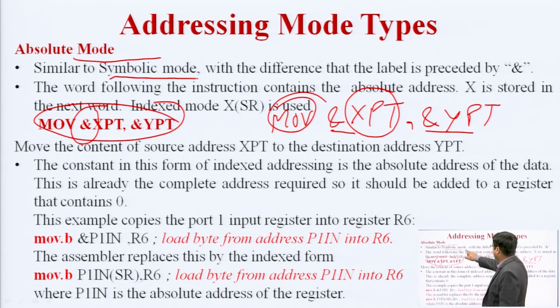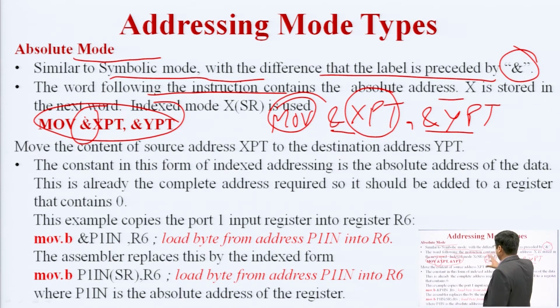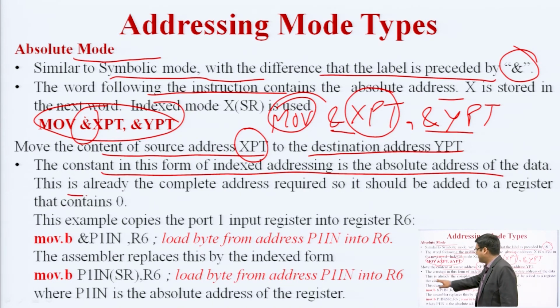So, this is similar to symbolic mode, with the difference that a label is preceded by &. As we have discussed, we are providing the & to both the destination and the source operand. The word following the instruction contains the absolute address. So, if we place & before the source and destination operand, it becomes an absolute address. Move the contents of the source address, XPT, which now becomes the source address, to the destination address. The constant in this form of indexed addressing mode is the absolute address of the data.